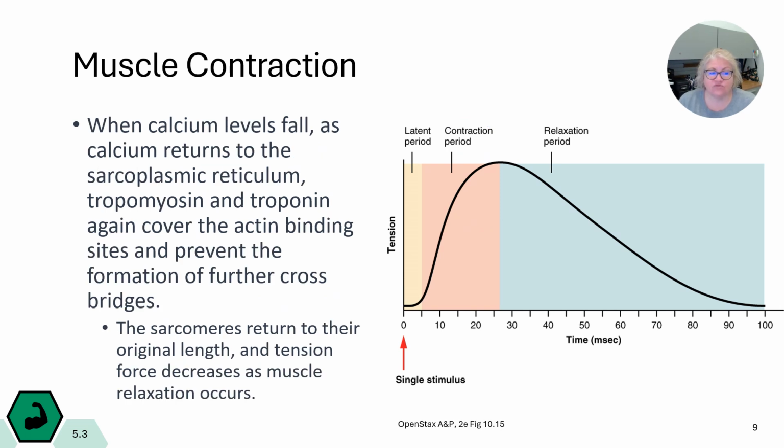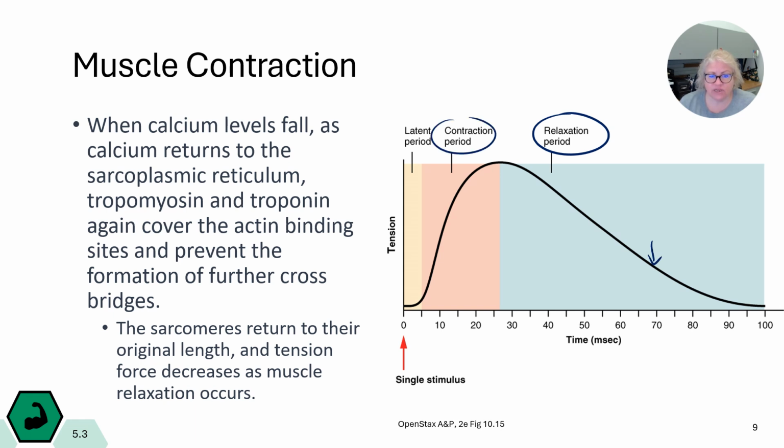When calcium levels fall, as when calcium returns to the sarcoplasmic reticulum, the troponin and tropomyosin again cover the actin binding sites, prevent formation of further cross bridges, and we get relaxation. The sarcomeres will return to their original length, and tension force decreases as muscle relaxation occurs. So tension goes down as the muscle relaxes.